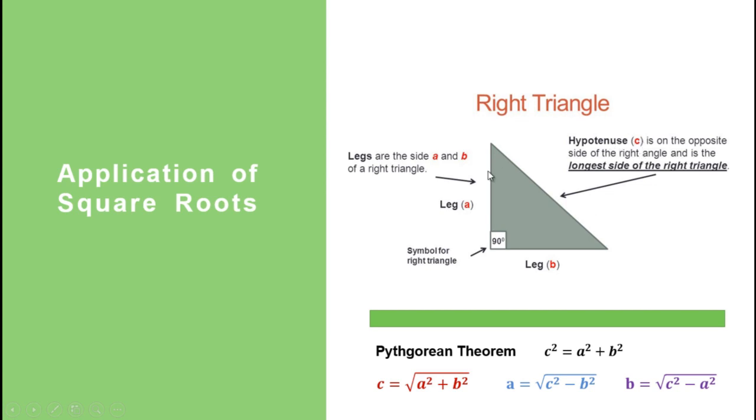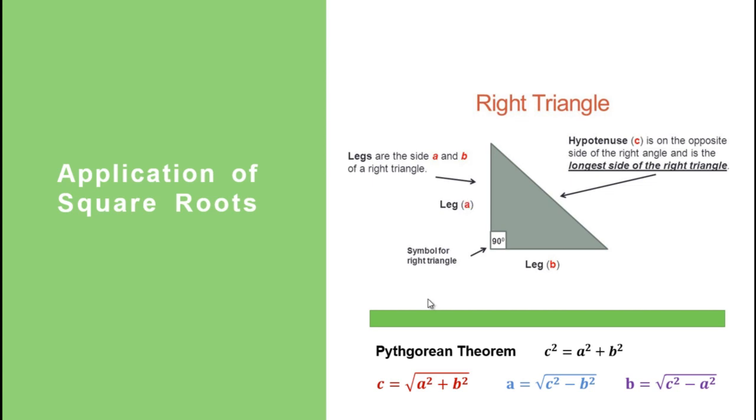So, this one is called the legs, A or B. Other books use: this is the adjacent side, and this is the base. Okay, so that's A and B, or altitude. That's also possible.